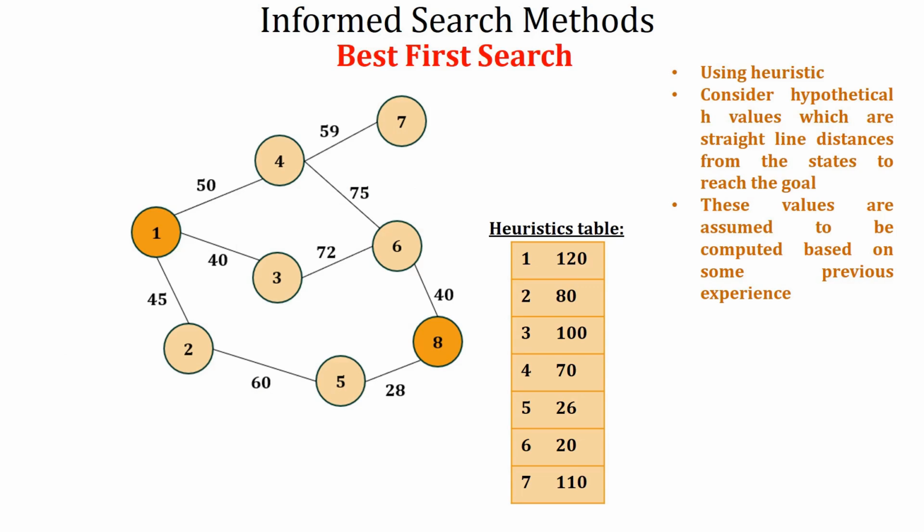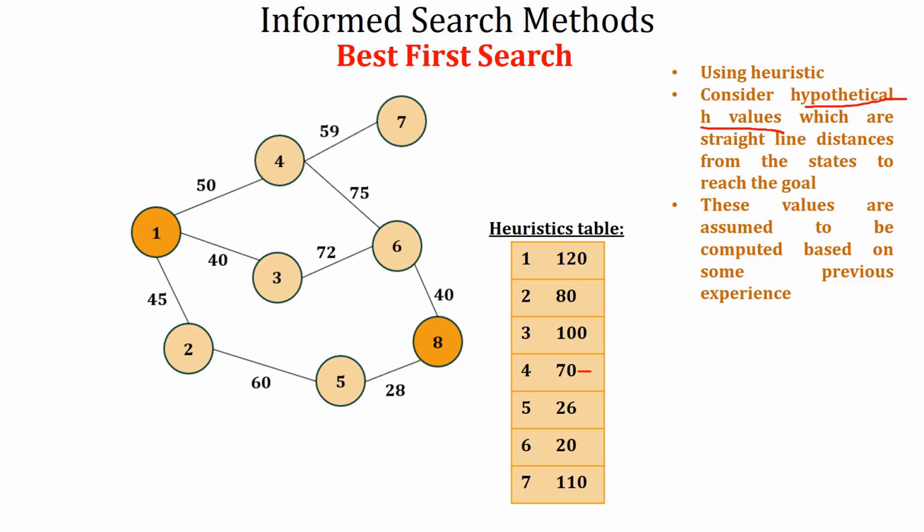Now let us see an example for the best first search. Here node 1 is the root node and node 8 is the destination node, the goal node. There is a heuristic table given with the hypothetical H value for each of the nodes. The hypothetical H value represents the straight line distance from the particular state to the goal. Here node 4 has a heuristic value of 70, which means the straight line distance from node 4 to node 8, the heuristic H value, is 70.